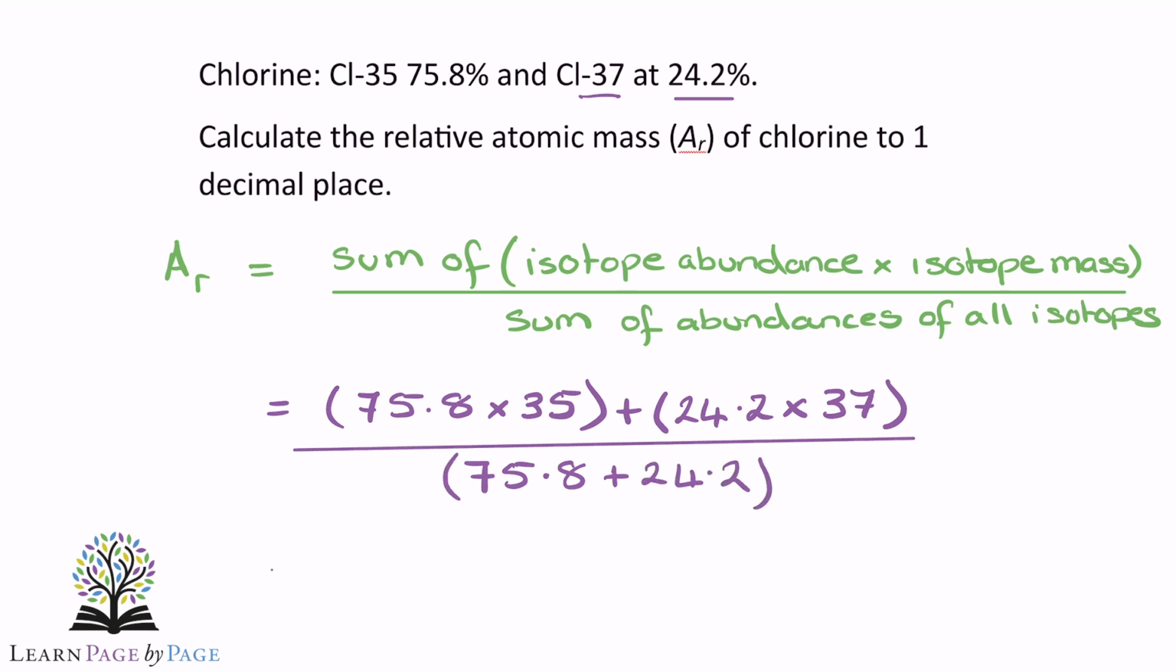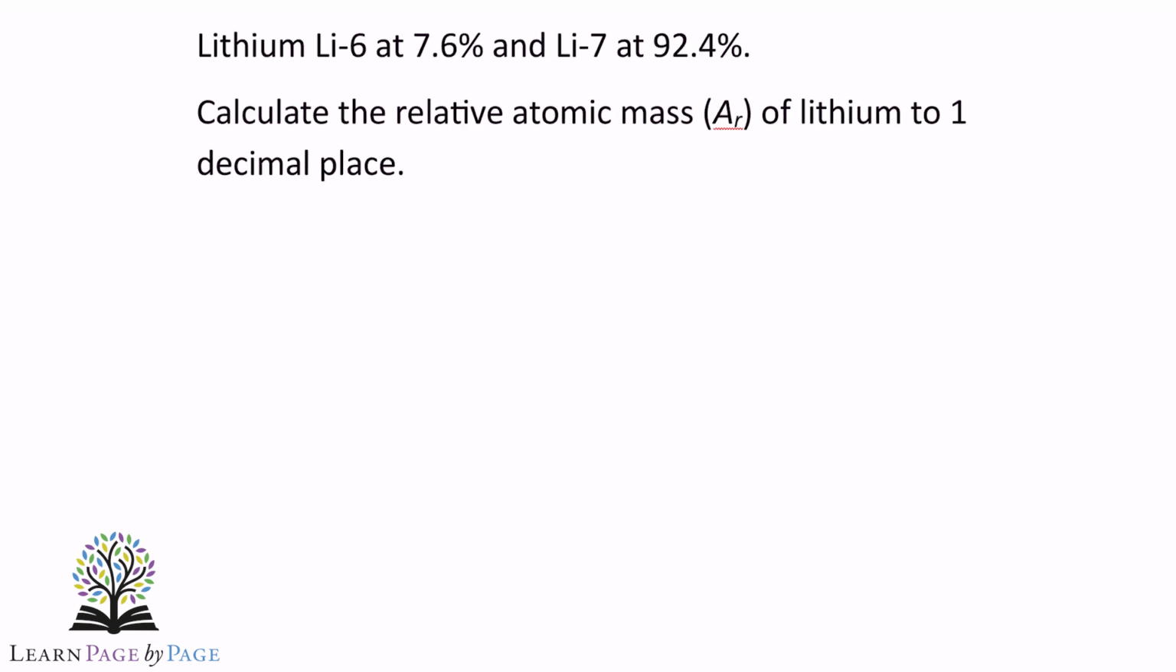Again, you're going to put that into your calculator, write the full answer, but then present your final answer to the amount that the question asked, and you were asked for one decimal place. And here you can see, as the periodic table showed, 35.5. I've got one last one for you, and this one's lithium.